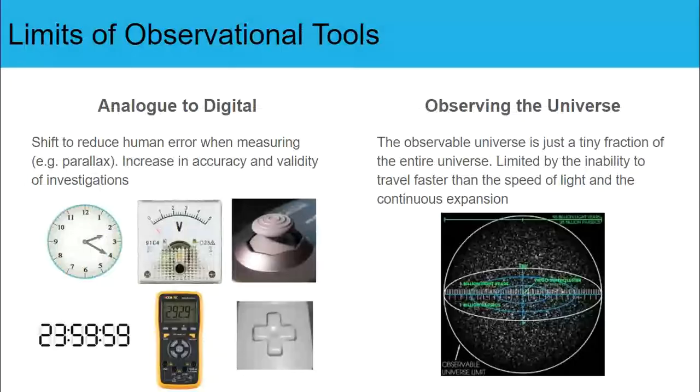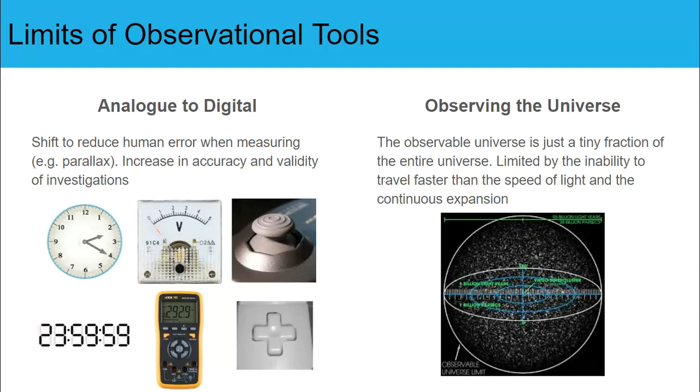So the first thing we're going to look at is the limit of observational tools. And the first one which we reference in our descriptor is the switch from analog to digital. So analog is things like reading a watch, things that are not as sophisticated as digital technologies. And analog usually relies on human intervention quite a lot. So when the switch was made to digital technologies, we've seen a reduction in human error.